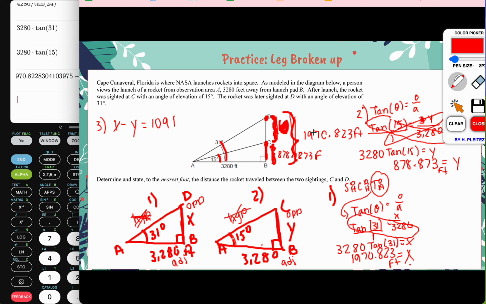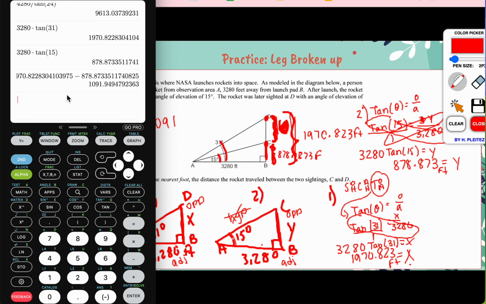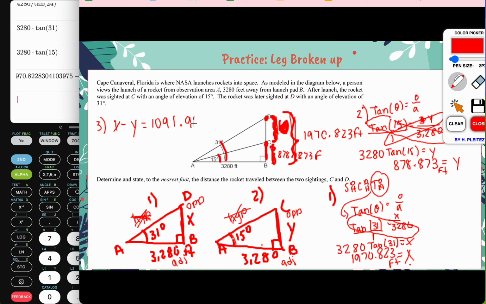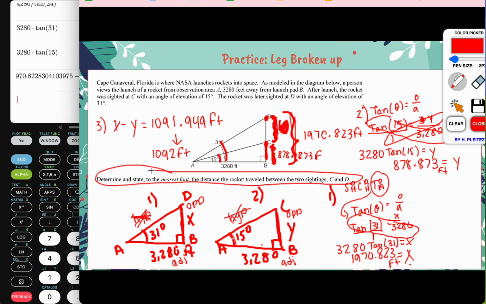And does it tell us what to round to? Oh, it does say, it says to the nearest foot. So I usually, before I even write my final answer, I'll still write 0.949 feet here, and then I'll draw an arrow and show that I am rounding, so it's 1,092 feet. So when it says determine and state, though, you need to write your answer in a sentence. So we would write, I'm getting a little sloppy, but the distance between C and D is 1,092 feet. So this would be your answer.